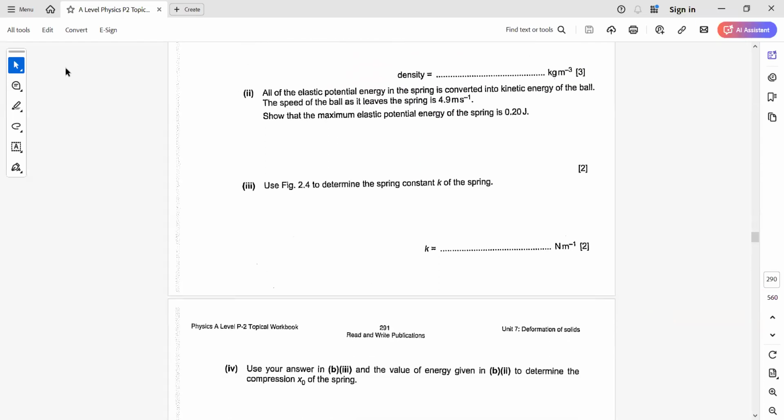Okay, so all of the elastic potential energy is converted. It's a similar question, we have just completed this type of question. So we have the speed and we have to show the maximum elastic potential energy. So we can just use the equation for kinetic energy, that's half mv squared. They've already told us the mass, that was 0.017, and they have given us the speed, that's 4.9, so 4.9 squared. If we work this out, this is going to give us 0.20 joules.